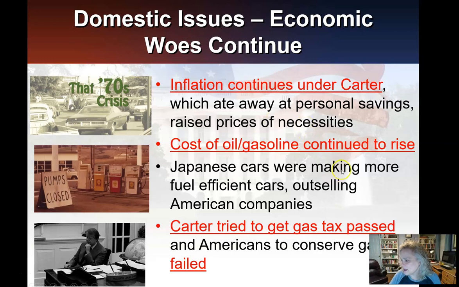He's going to really have a lot of trouble with the economy, much like Ford does. It absolutely continues. Inflation is continuing. The cost of oil is continuing. He tries to get a gas tax passed, but that doesn't work. So, economically, things are not so good.